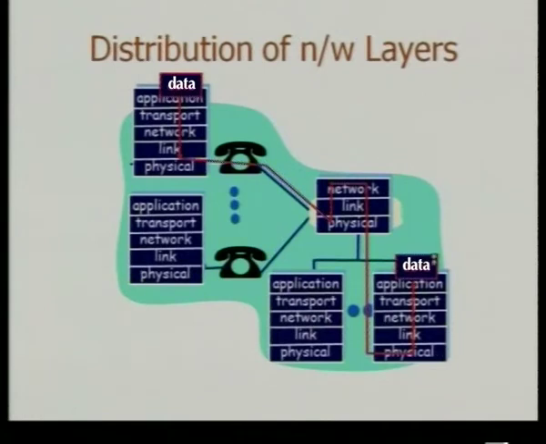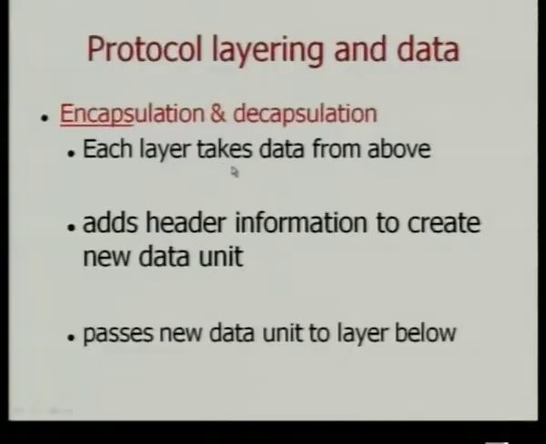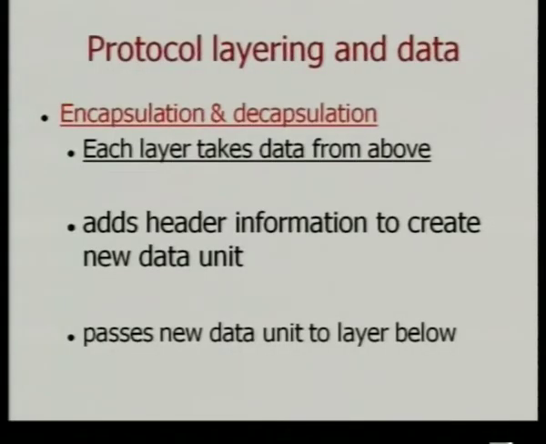Now let's look at this layering and how data actually is dealt with in this layering process. Basically, we talk about something called encapsulation and decapsulation. So let's understand what we mean by encapsulation and decapsulation. What happens actually in terms of encapsulation is that each layer takes data from the above layer.